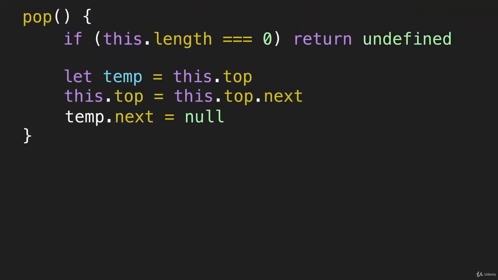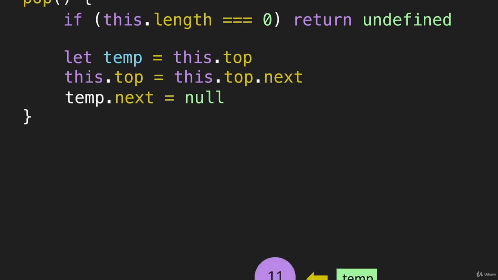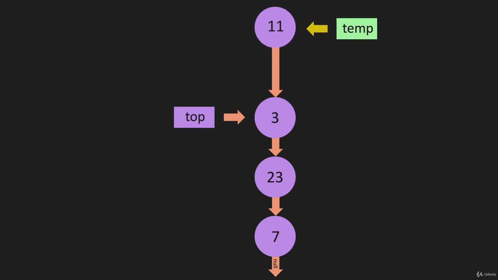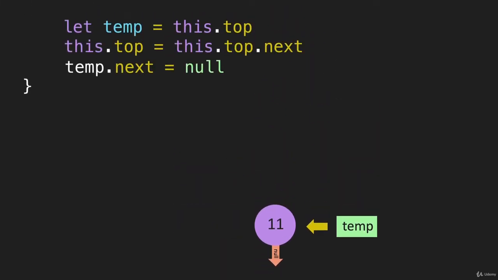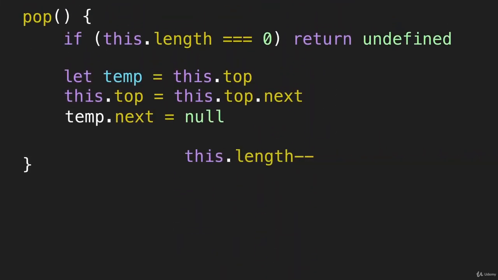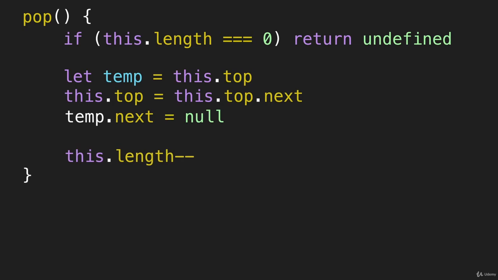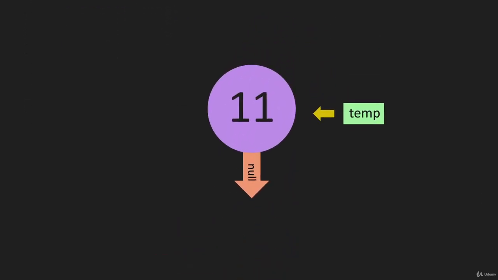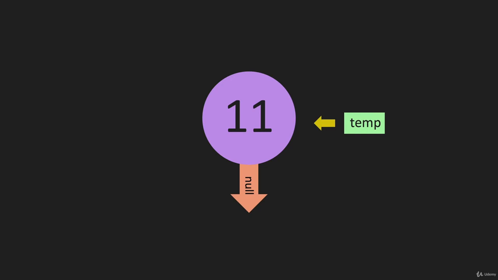We say temp.next equals null. Let's take a look at that. Temp.next equals null. And that breaks that off from the rest of the stack. Then we're going to decrement the length by 1, and we're going to return temp. And when we return temp, we are just returning this node that we popped from the stack.